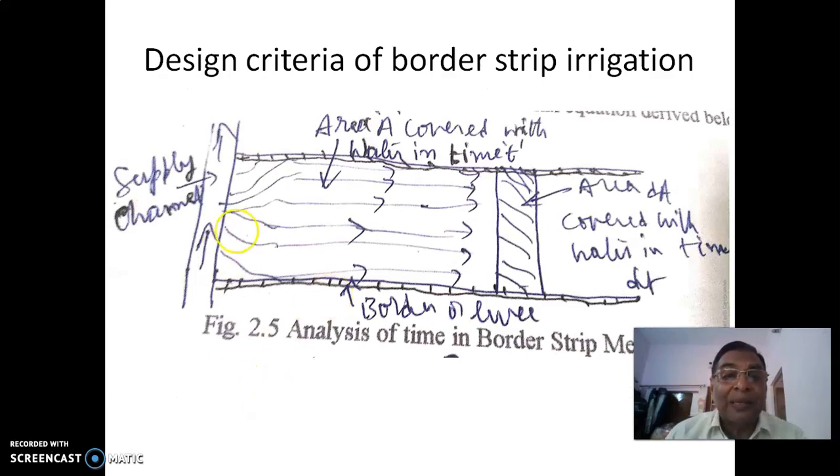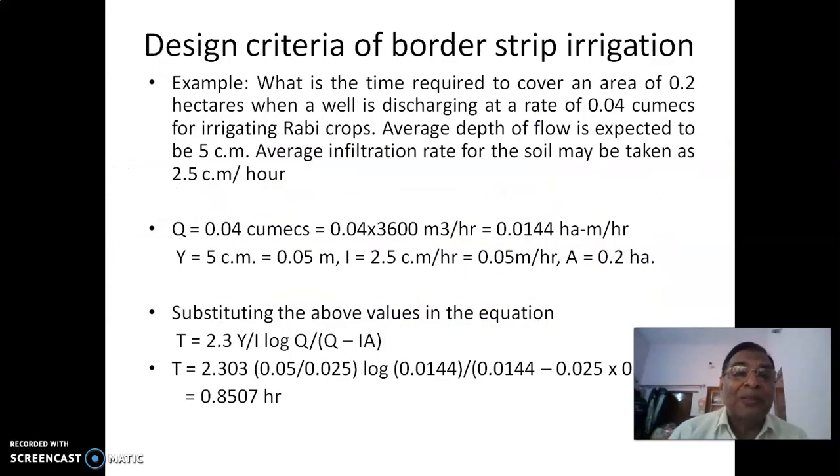I think you can see, this is a supply channel. This is how the area is covered in a time t. Of course, these are the borders. So this is the analysis of time in the border strip method. So this is the relation. Let us take an example also.